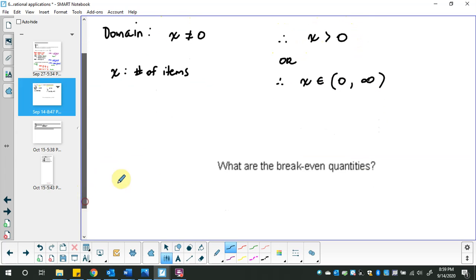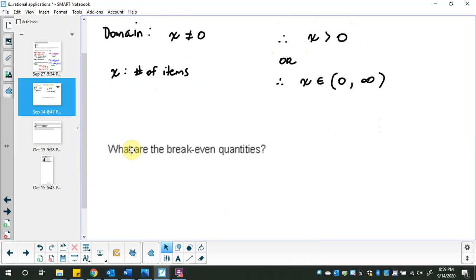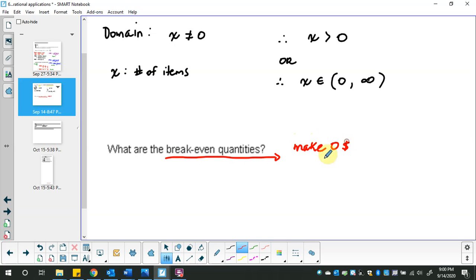And the last question for this is, what are the break-even quantities? So this requires you to know something a little bit businessy. And break-even, in case you didn't already know this, means that you are making 0 amount of money and you are losing 0 amount of money. So that's a fancy way of saying your profit, or your AP at x, is equal to 0.